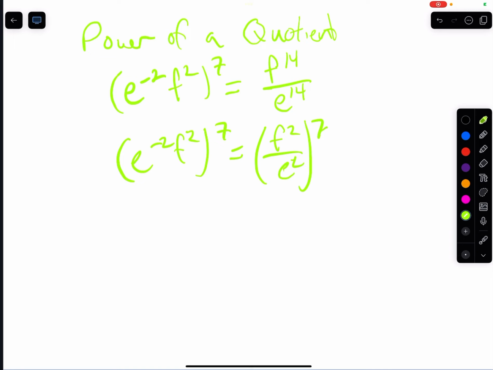And then we know, using the power rule of exponents, excuse me, we have something to a power raised to another power. Then we're able to multiply those together, which gives us f to the 2 times 7 over e to the 2 times 7, or f to the 14 over e to the 14. Let's try another example.